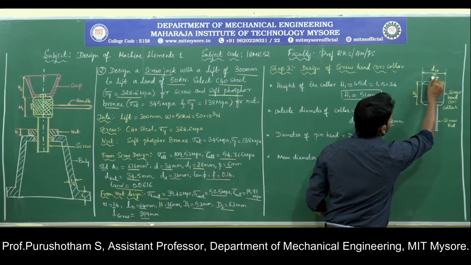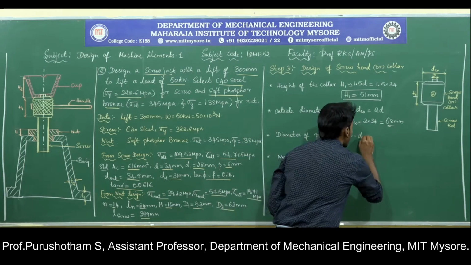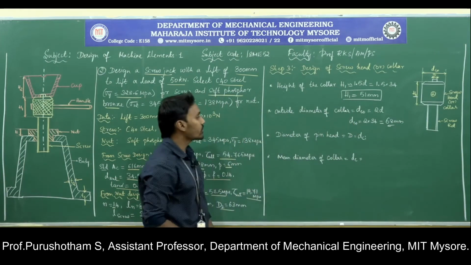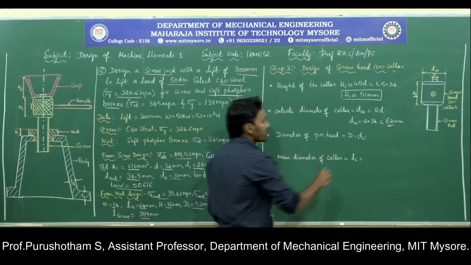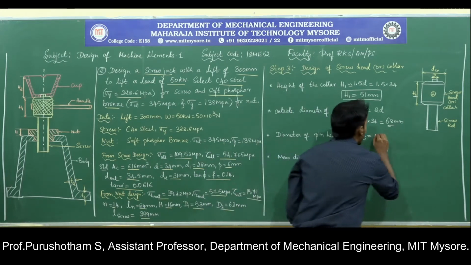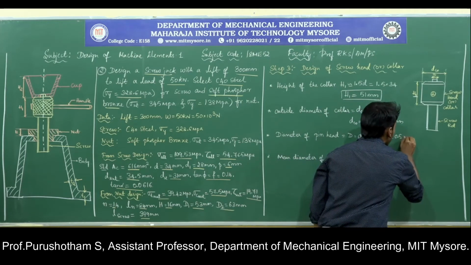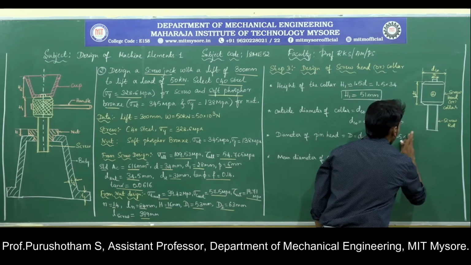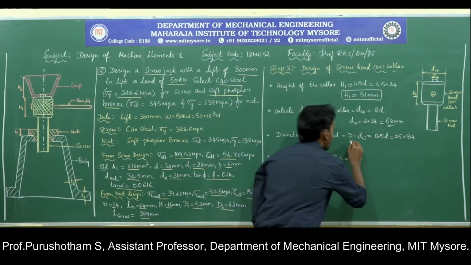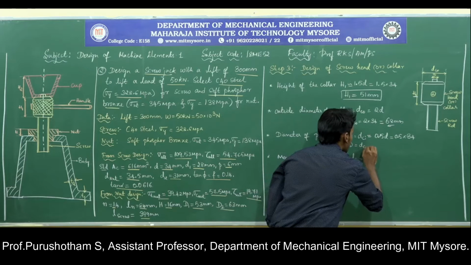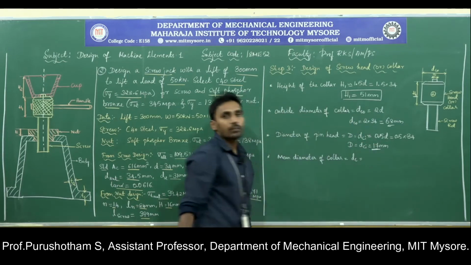So I need to calculate this diameter, which is given by capital D, which is also equal to the inside diameter, DCI, the inner diameter of the collar. So which is given by 0.5 times D. What is the D value? 34 mm. The major diameter of the screw is 34 mm. So if you solve this, DCI is equal to 17 millimeter.